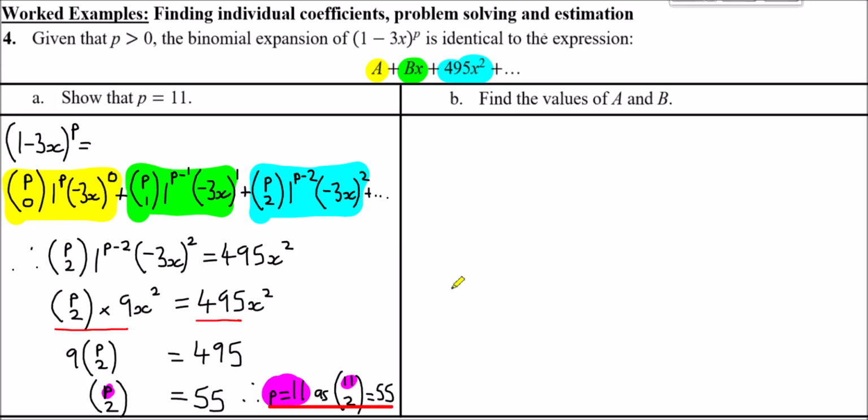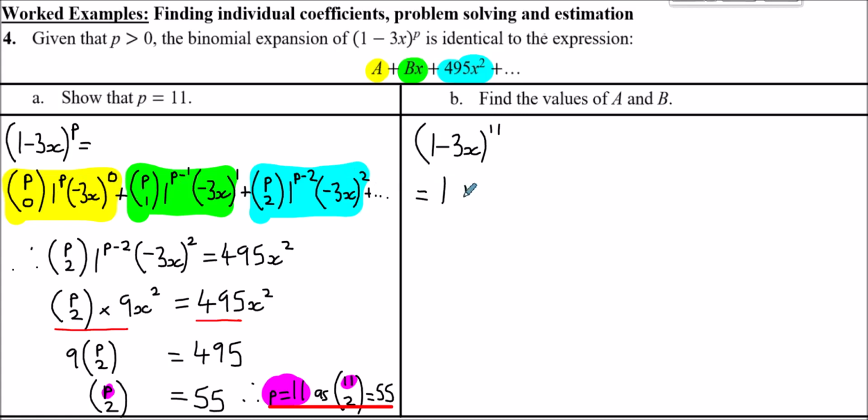Part B. So we worked out that p is 11, we now need to work out the values of a and b. So we can now just go back and work out what we had from before. And so we had from before that 1 minus 3x to the power p is now 1 minus 3x to the power 11, by the way, because p is 11. We have minus 3x to the power 0 multiplied by 1 multiplied by 1 to the power p, so that's going to just be 1.